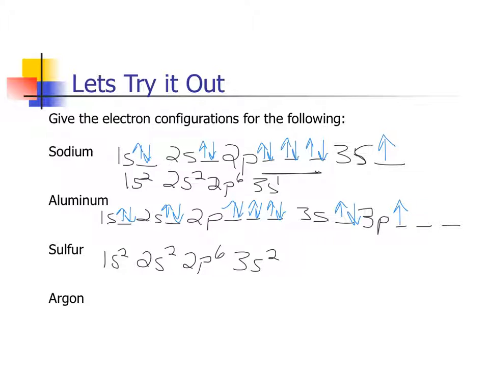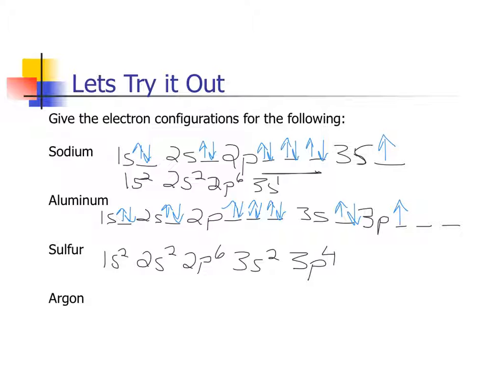How many into this p block? Well, it's 4. And so it is 3p4. Now you can double check yourself. Add up your superscripts. 2 plus 2 is 4, plus 6 is 10, plus 2 is 12, plus 4 is 16. Sulfur's atomic number is 16.